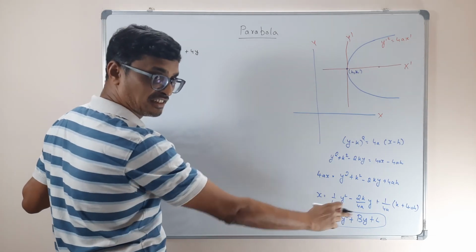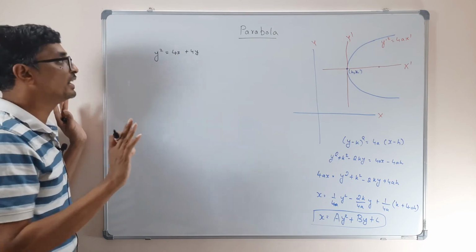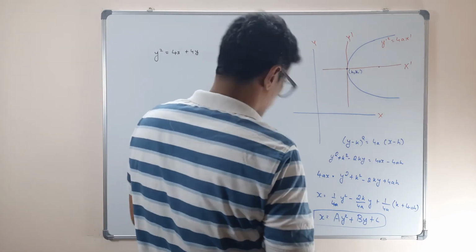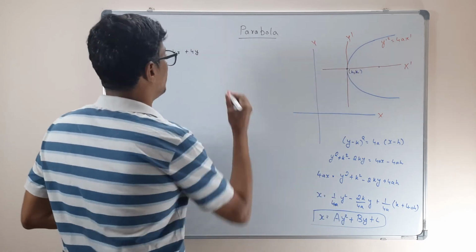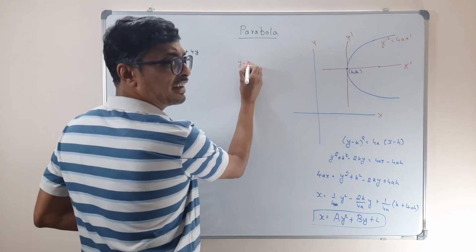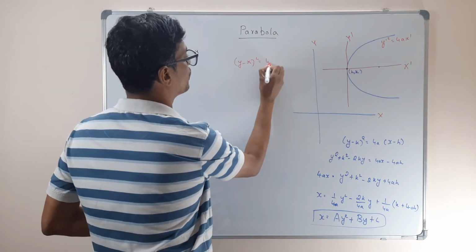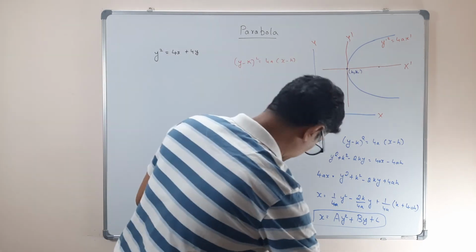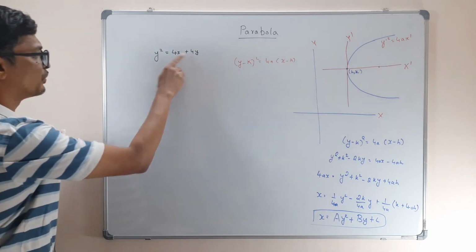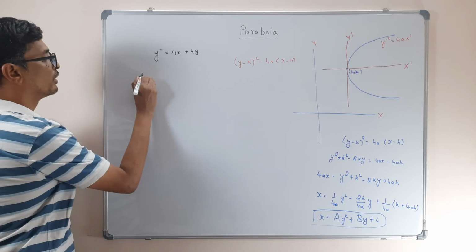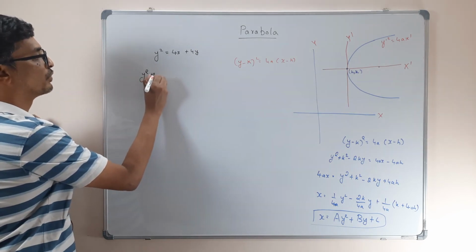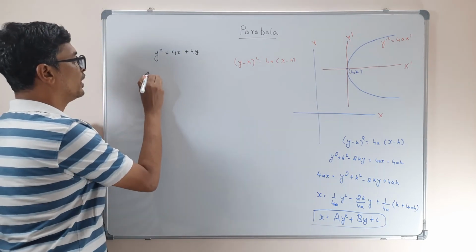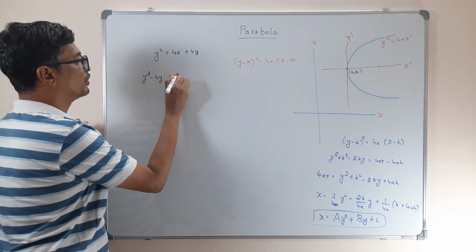You can see. So basically you want to write it in this form. The one simple way is, you have to write it in the form y minus k whole square equal to 4a into x minus h. This way you have to write it. Okay, so let us write down how we are going to do this. Let me take this 4y here. So y square minus 4y equal to 4x.